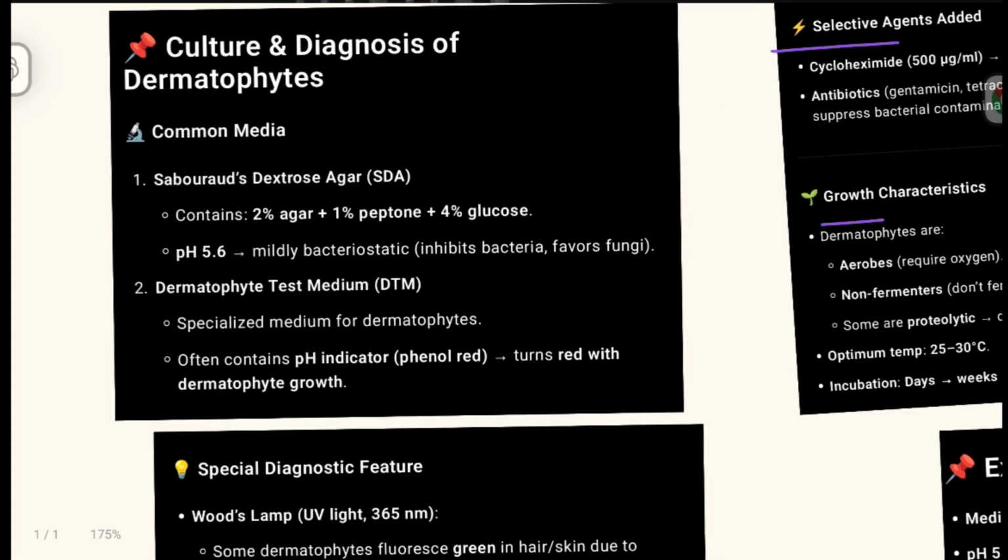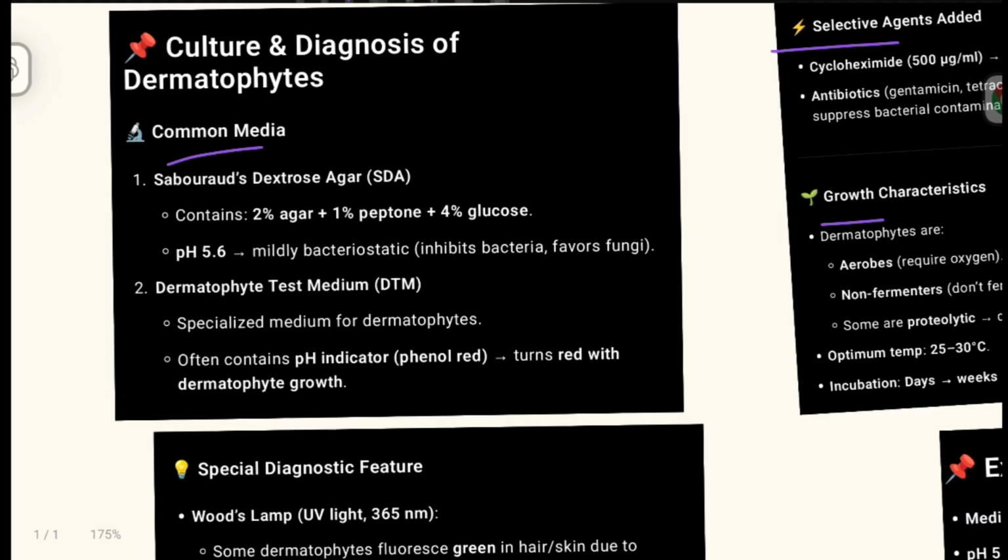Now let us look at the cultural characteristics of the dermatophytes. Basically, the cultural characteristics of any fungus usually depend on the common media used and any selective agents added to the media to promote the growth of a desired fungus and to inhibit the undesired, and also the growth characteristics of the fungus and any diagnostic features, which can be very helpful to diagnose a particular fungus.